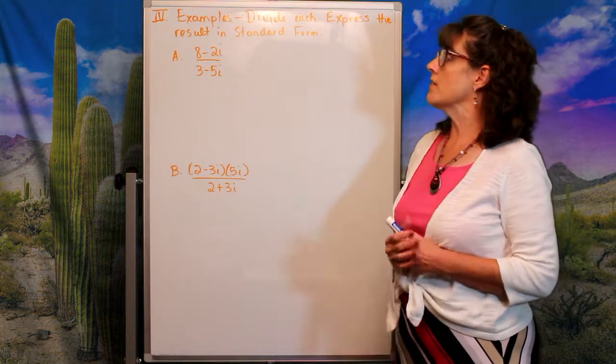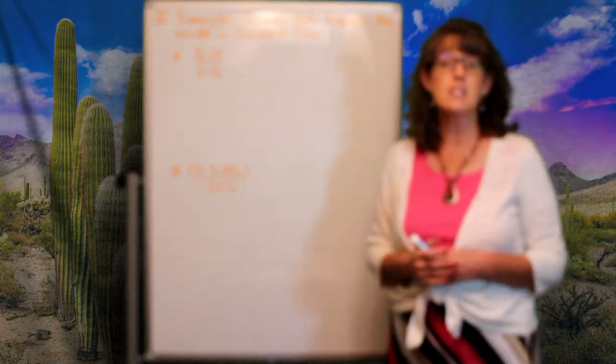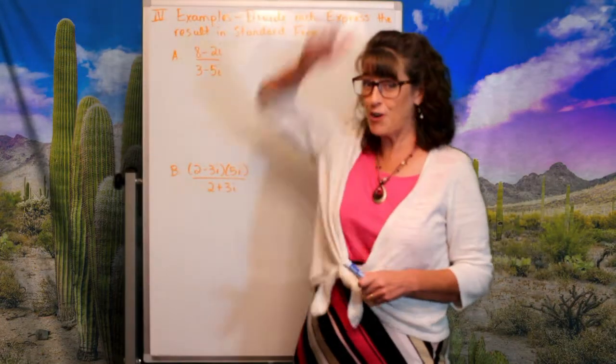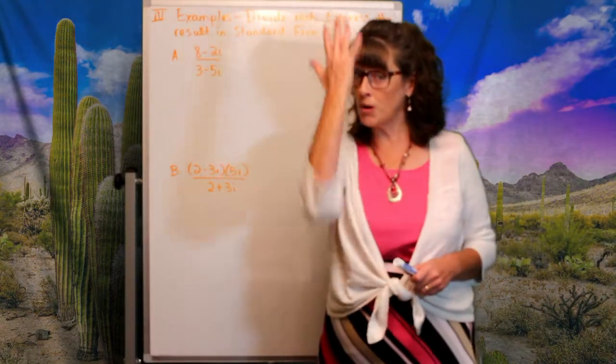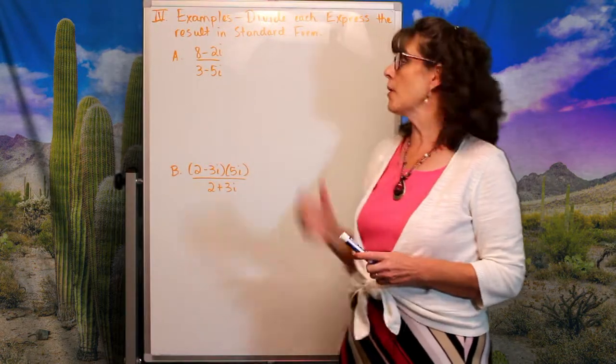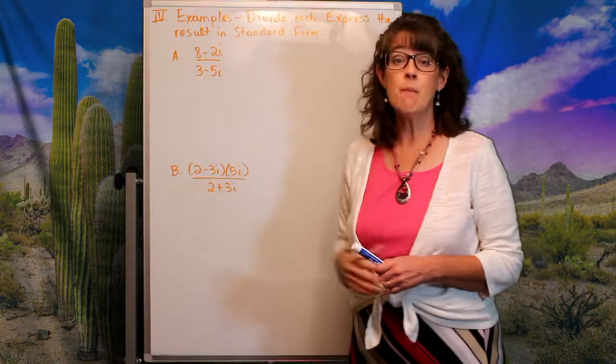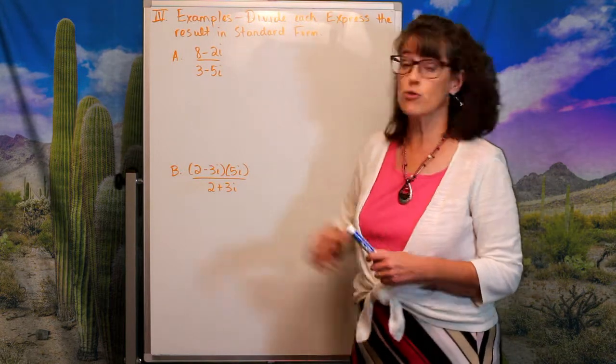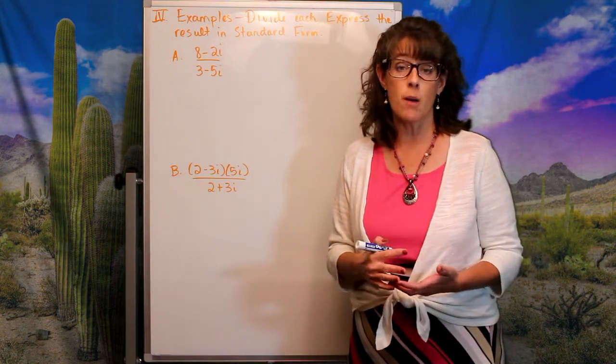Notice that I'm going to divide each one of these and then express the result in standard form. There's that mathematical model with the business in the front, the party in the back. We want the real part in the front. We want the imaginary part in the back. So I'm taking an 8 minus 2i, a complex number, and dividing it by 3 minus 5i, another complex number.